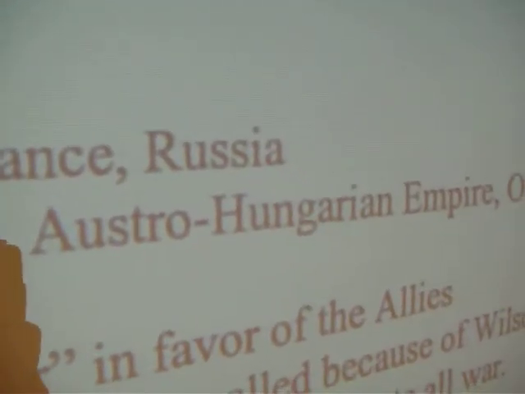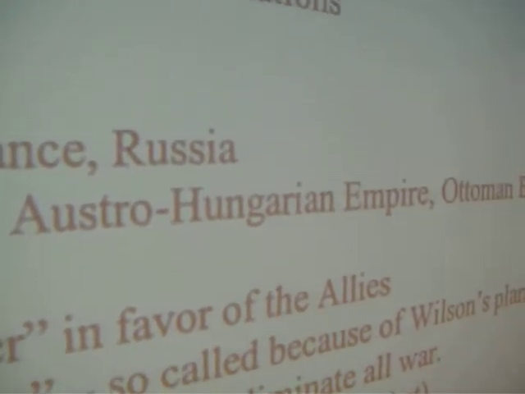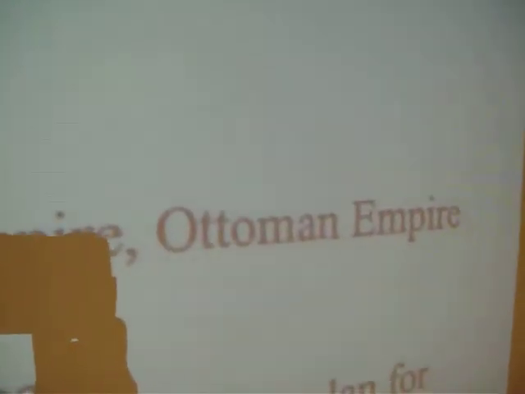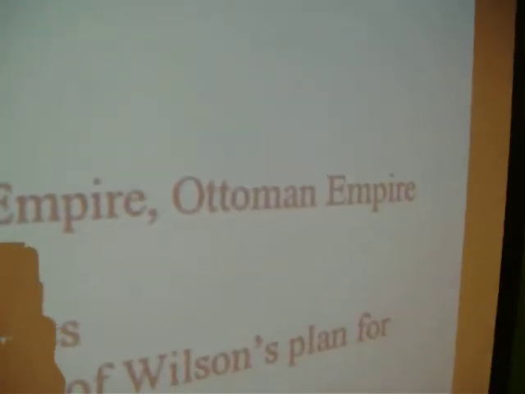The Central Powers is made up of Germany, the Austro-Hungarian Empire, which is really responsible for starting the war, and the Ottoman Empire, which today would be considered Turkey. Okay, so these are the groups that are fighting. These are the two sides that are trading off.